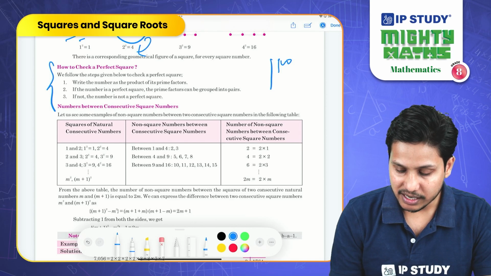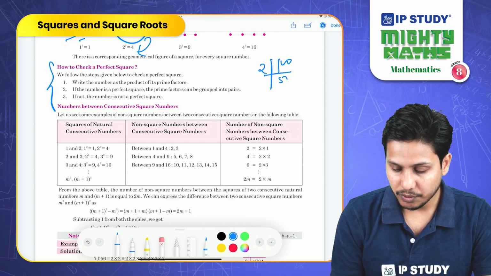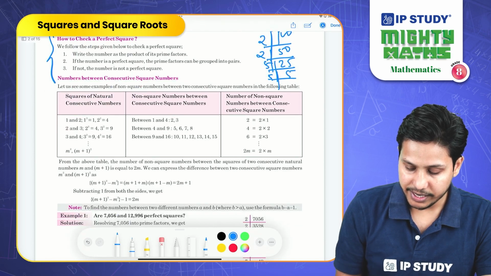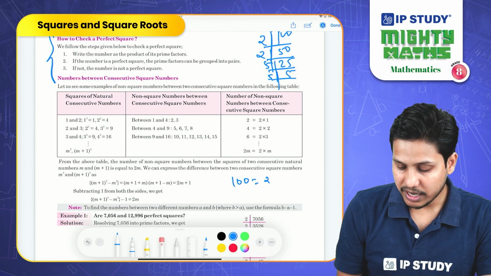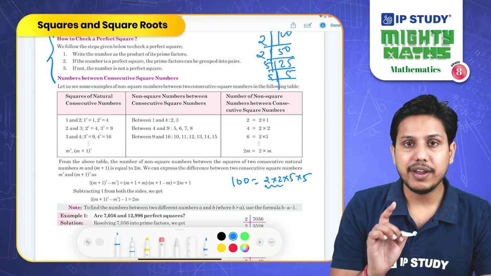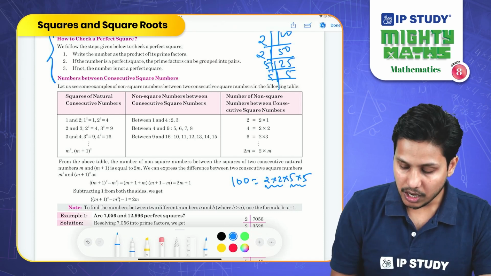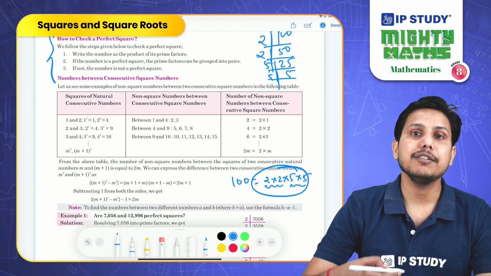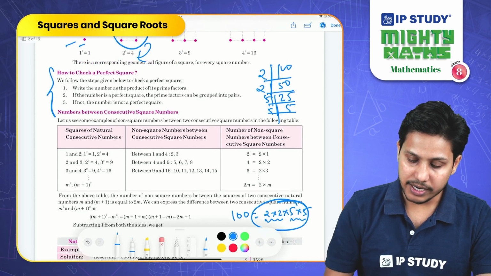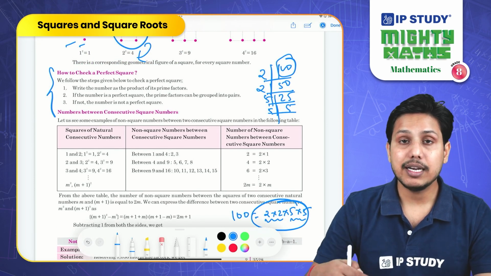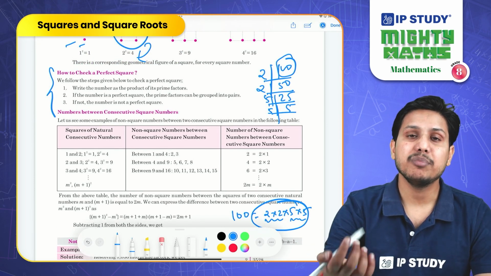Now if we prime factorize this number, we'll have 2, then we'll have 50 over here, then 2 again, then 25, then 5 and again 5 over here. Now if we write the prime factorization of 100, it will look like this: 2 times 2 times 5 times 5. Now we can pair these factors which are the same. Now all the factors are present in the form of pairs, so we can call it a perfect square, and if not, then we call it a non-perfect square number.